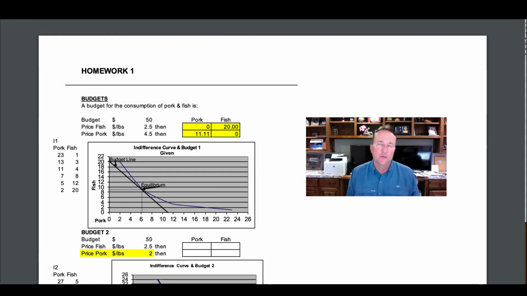Now, what I wanted to do was look at the homework from last week and go over it with a set of notes just to make sure that you're on the right track. So, what we're going to do again is take a look at this homework from last week. It's called Homework 1. It was online and it's about indifference curves and budget lines, and I want to step you through it. So, let's take a look.